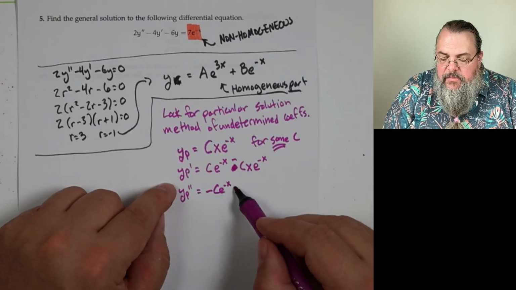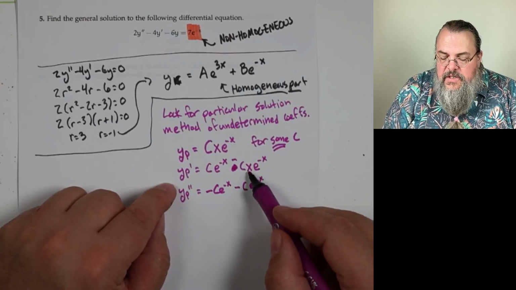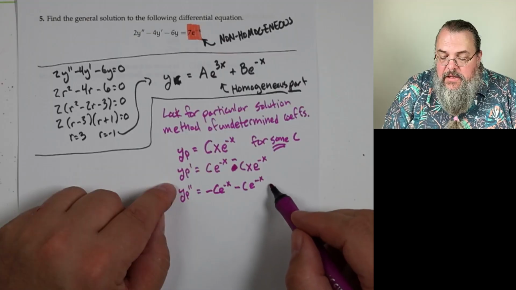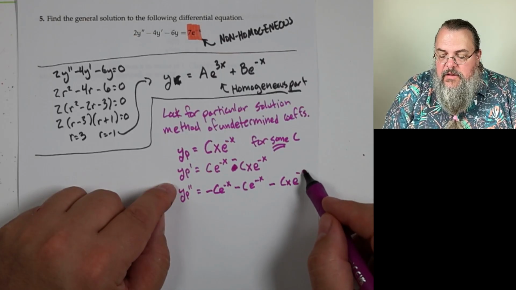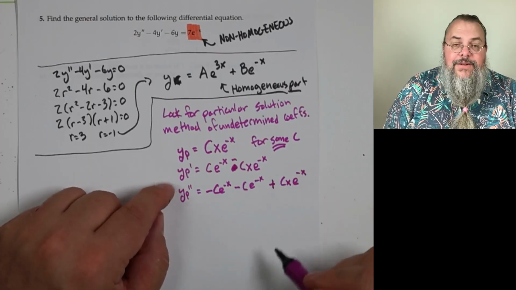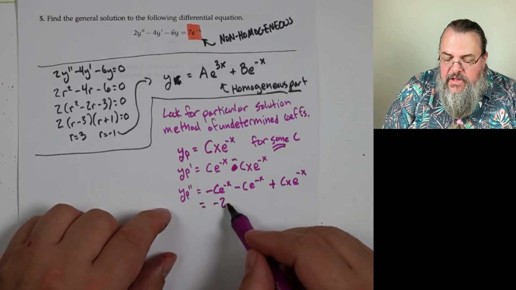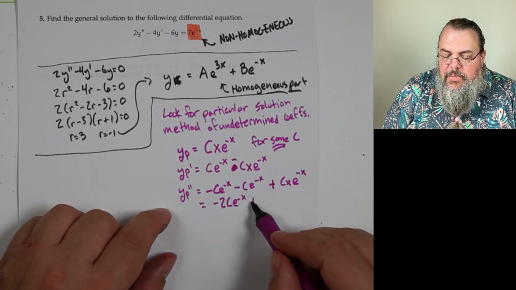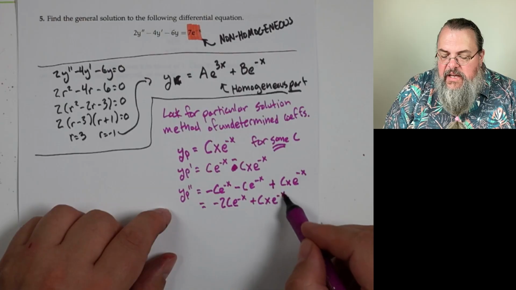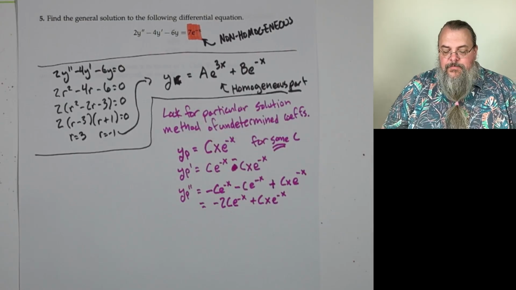Product rule again, so that's minus c e to the minus x, because derivative of the first is 1 times the second. Then minus cx times the derivative of e to the minus x, which is e to the minus x, but the minus comes down. Minus makes plus. We can put these two terms together at the start: minus 2c e to the minus x plus cx e to the minus x. And now we have our pieces.